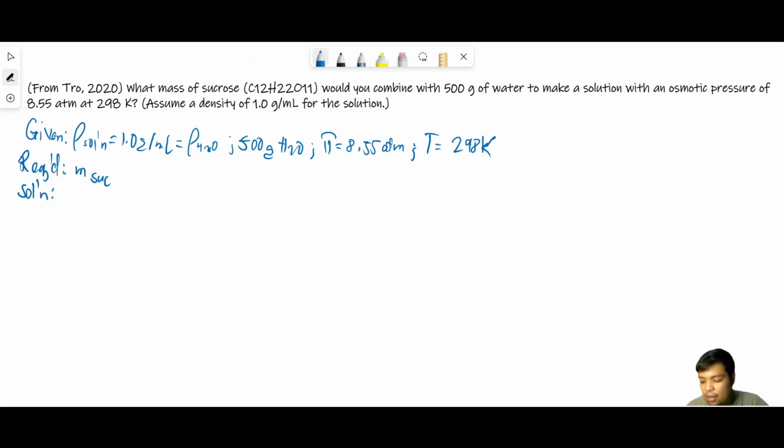So first, what we should do is get the molar concentration of your sugar solution based on the osmotic pressure data. So we'll use the formula for osmotic pressure: pi is equal to iMRT. And since sucrose is a non-electrolyte, it is assumed that its Van 't Hoff factor is equal to 1.